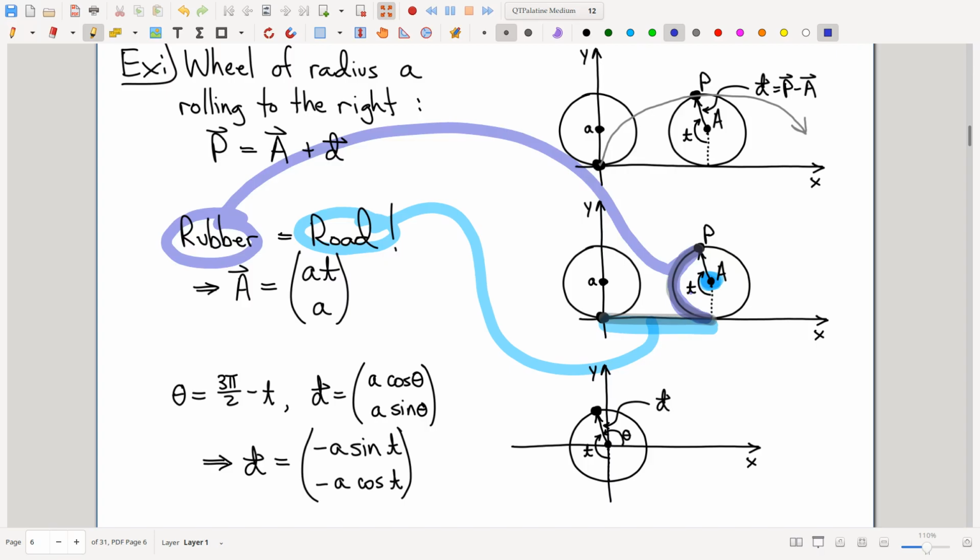And of course, this dark blue distance here, this is an arc length. It's an arc length where I know the angle. High school geometry kicks in. It's all downhill from there.